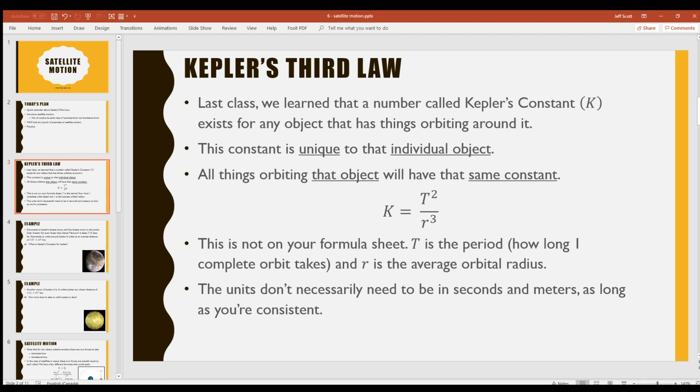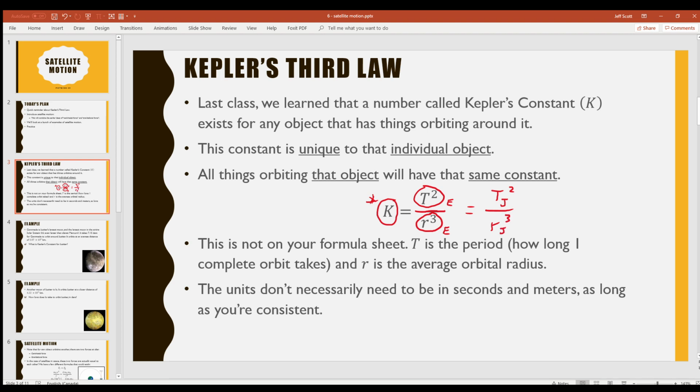If you took their orbital period and squared it, and you divided it by the orbital radius cubed, that's going to equal the same number, K, no matter what object you're looking at orbiting around that central object. So if it was the orbital period of Earth squared divided by the orbital radius of Earth cubed, that number, K, is going to be the same as if you took the orbital period of Jupiter squared divided by the orbital radius of Jupiter cubed.